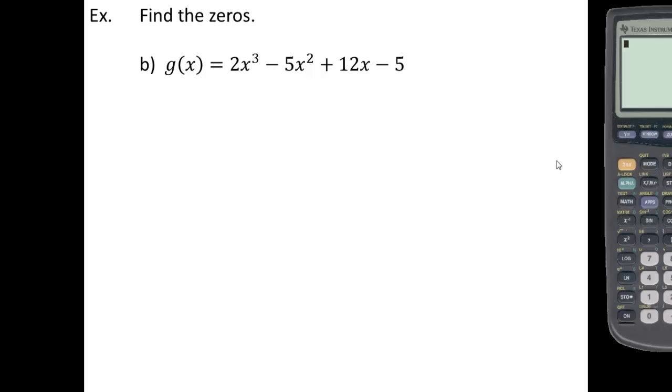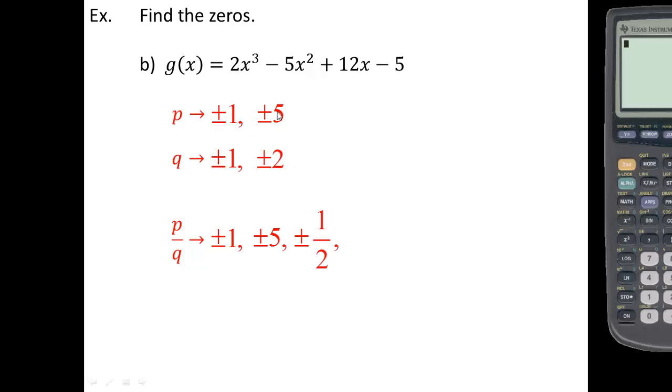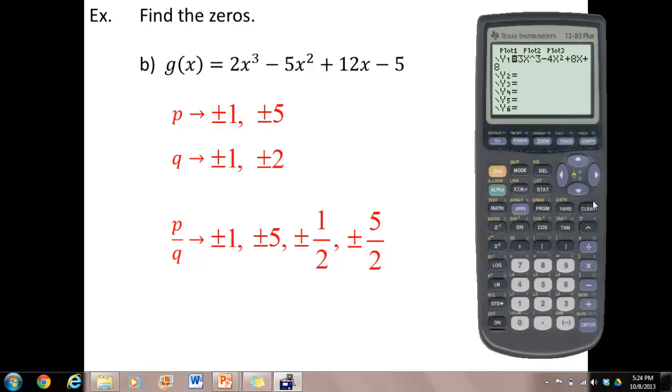Alright, let's go ahead and follow the same path we did before. I can look to see if it's factorable, but even by grouping I don't have common ratios, so I can't factor it. We'll list out our factors of p, which are 1 and 5, positive, negative, 1 and 5. Factors of q would be positive, negative, 1 and 2. P over q would be 1 over 1, 5 over 1, 1 over 2, 5 over 2. So from here I can either guess and check to see which one is correct, or I can just pull out the calculator and do it that way.